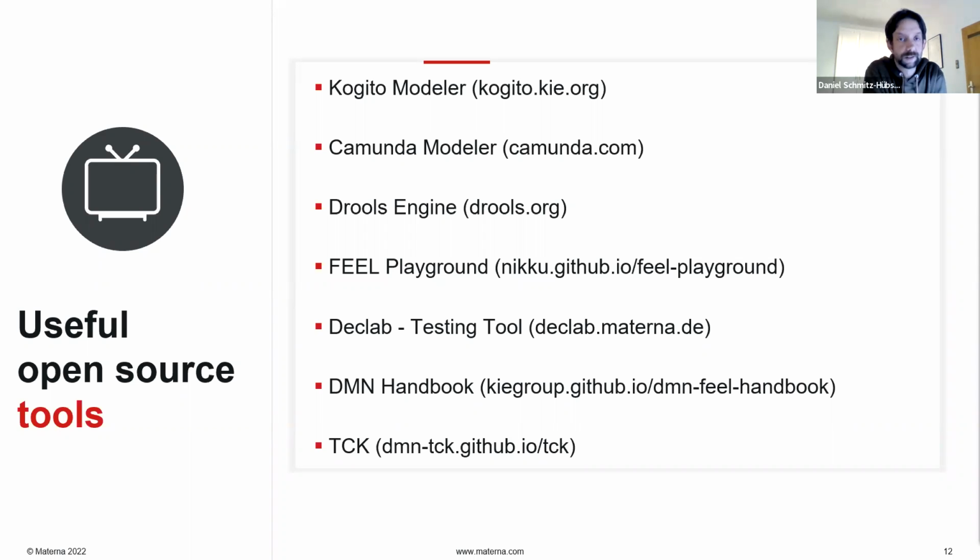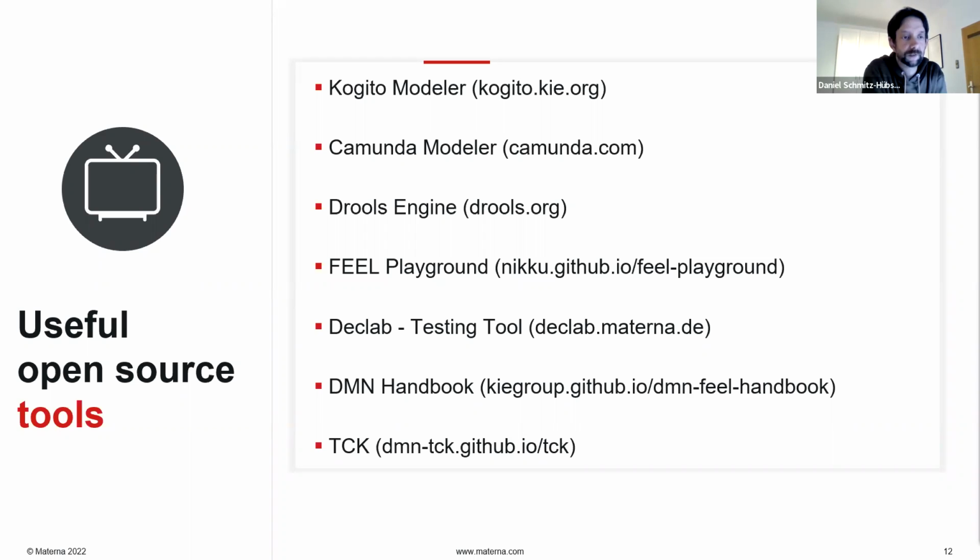Then, as I mentioned, the testing tools. Because we hadn't had one, we started building our own open source project, DecisionCAMP, which has an integration of the Cogito modeler and an integration of the Drools engine to enable users to write test cases while they're modeling in the modeler.